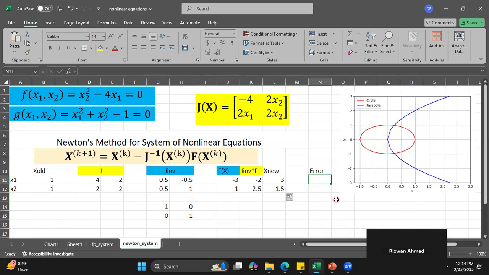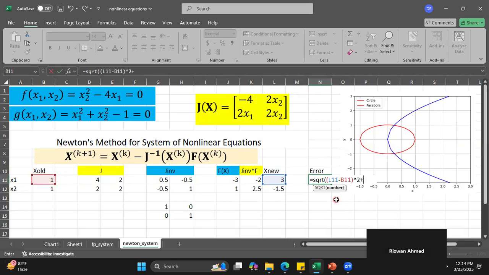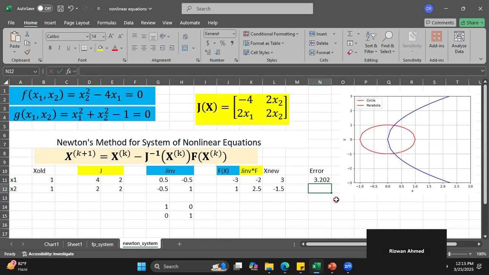Now the error must be computed. I use the second order norm, which is like the distance formula: the square root of the new value in the first element minus the old value in the first element, squared, plus the second element in the new vector minus the second element in the old vector, squared, and that's it. So we got the error 3.202.